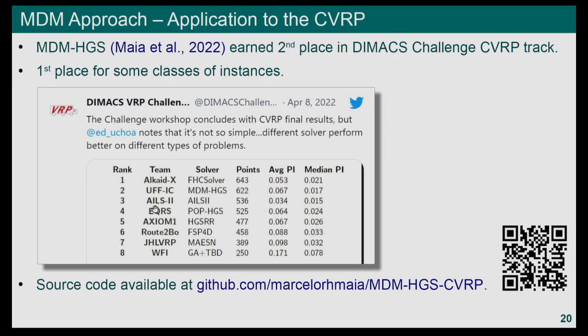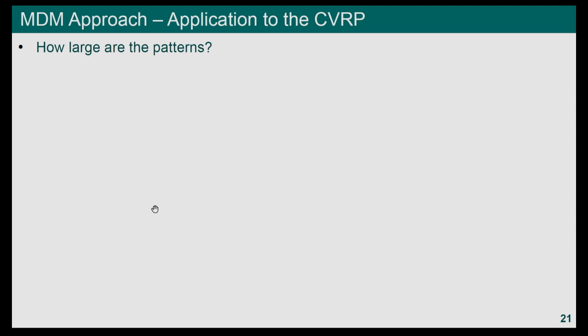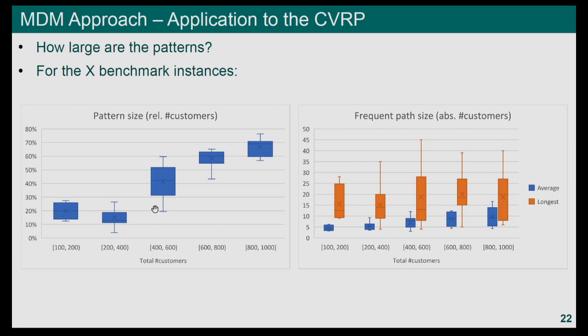And after my presentation in the challenge workshop, I was asked this interesting question. How large are those patterns? Can we obtain those results with small patterns? Do we need large patterns? So here is this information for the X instances. Here we have on the left the pattern size. It's a relative number of customers in relation to the total number of the instance.